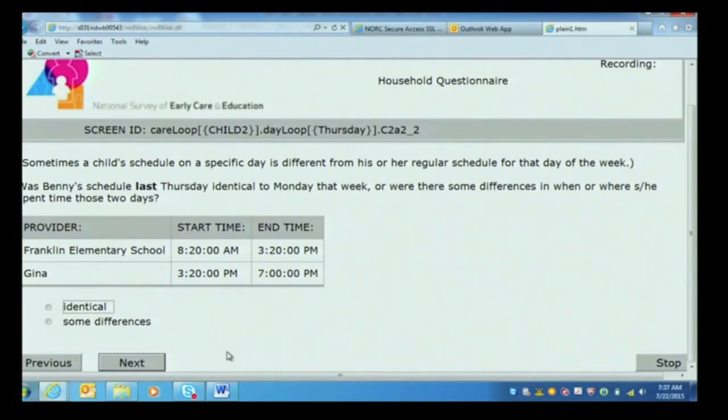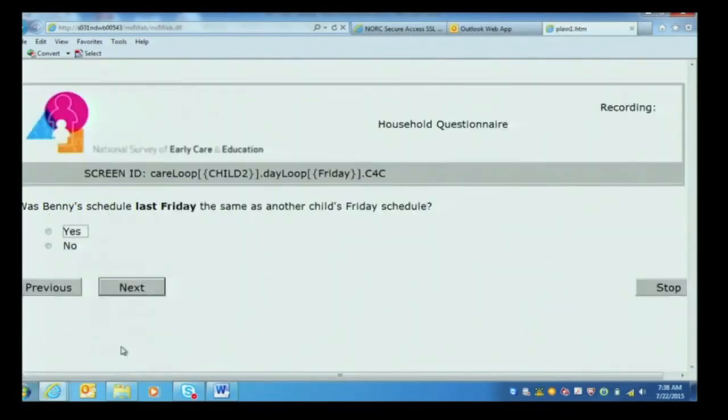Okay, so now we had already said that Thursday was the same as Monday, so we're just confirming that now. Was Benny's schedule last Thursday identical to Monday that week, or were there some differences? It was identical. Was Benny's Friday schedule the same as another child's Friday schedule? It was not.